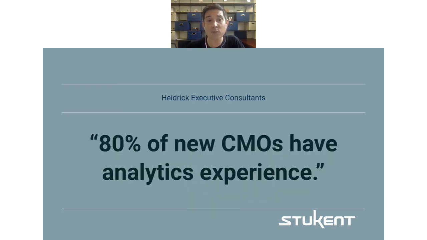I love this quote. This is from the Hedrick Executive Consultants, and they help to find individuals for executive roles, for C-level roles. From their research, 80% of new CMOs have analytics experience. That means before they became a CMO, they were in a role that was specifically focused on analytics. These CMOs are the leaders of the organization. So if we're going to prepare our students for these top leadership roles, we need to equip them with analytics skills so that they can be that strategic voice who's leading the marketing organization at their company.